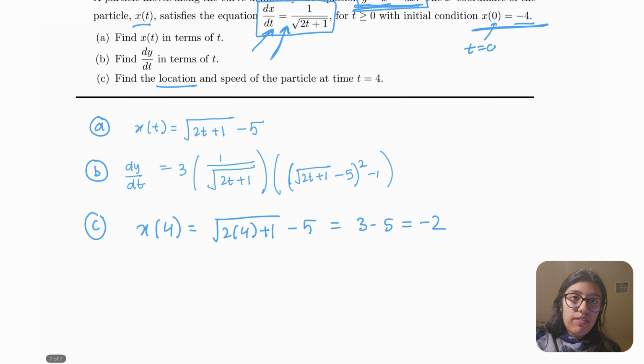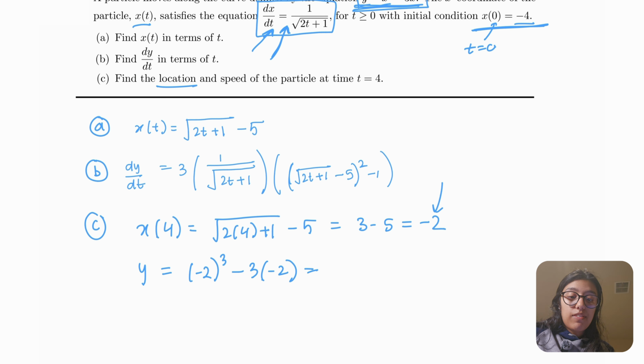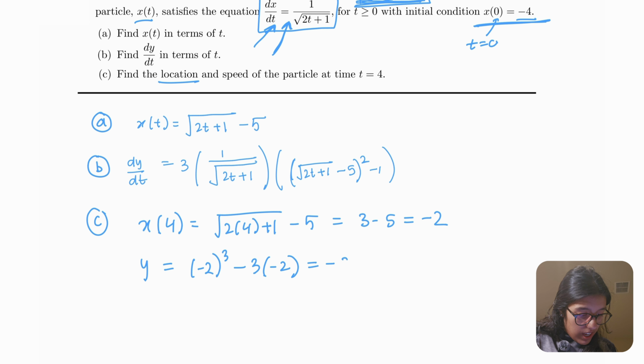Now, in order to find the y value, as said before, let's just plug it in right there. So our y value at t equals 4 is going to be negative 2 cubed minus 3 times negative 2. I'm just replacing the value of x with our value of negative 2 that we just found. Simplifying this, we get negative 8 plus 6, which is negative 2. So our location is negative 2, comma, negative 2.